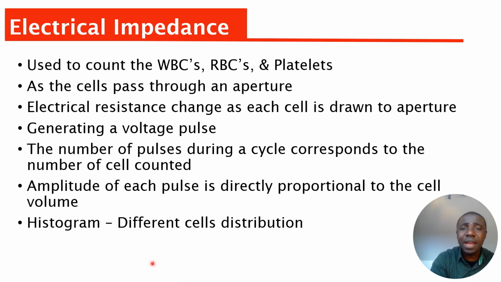That is where you can say, okay, the red cells are normally distributed, or the platelets are normally distributed, and so on, because each of these cells forms different pulses, and that can be measured as a histogram. That is how the analyzer will be able to differentiate each of the cells. So that is how this electrical impedance works.